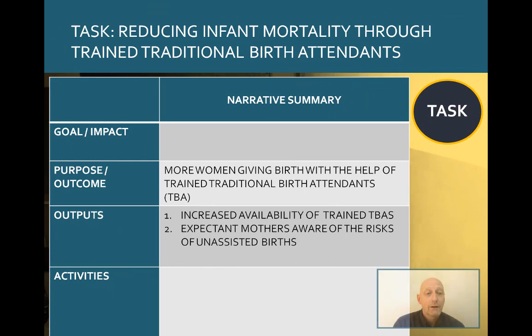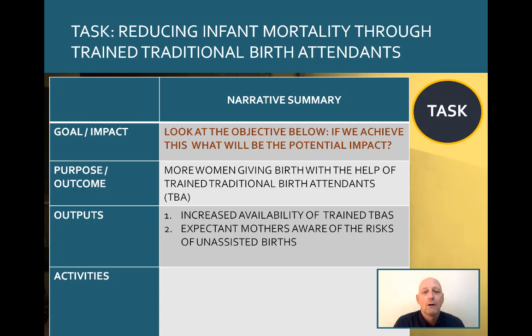What we can see here then is the narrative summary, but some parts are missing. We see the outcome: more women giving birth with the help of trained traditional birth attendants. That is what the project promises to deliver. But what will be the impact? And if we look at the outputs, we have increased availability of trained traditional birth attendants. And the second output is that expectant mothers are aware of the risks of unassisted births.